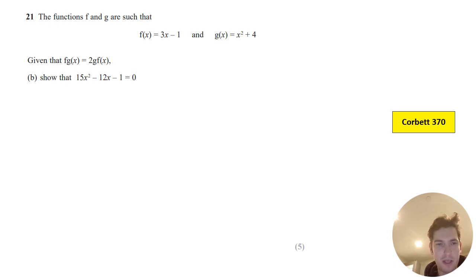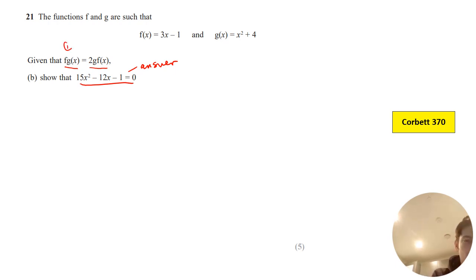Okay, so part B of this question, 5 marks. So a lot of working that I'm going to do here. It says that given that fg of x equals 2gf of x, show that 15x squared minus 12x minus 1 equals 0. So this needs to be my answer. Okay, so how do I approach this problem? Well, I think I need to work out what fg of x is equal to, and then what 2gf of x is equal to, and then rearrange somehow to get to my answer.